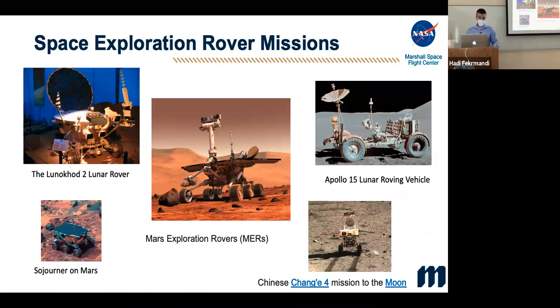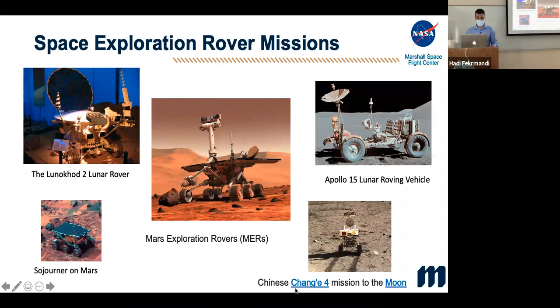Soviet Union that held the longest rover mission on the surface of the Moon, for almost 30 years. It covered about 26 kilometers, I'm sorry, 26 miles. The most recent versions include the Mars Exploration Rover, MER, as well as Sojourner on Mars.